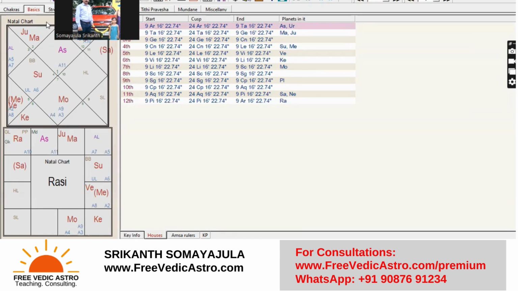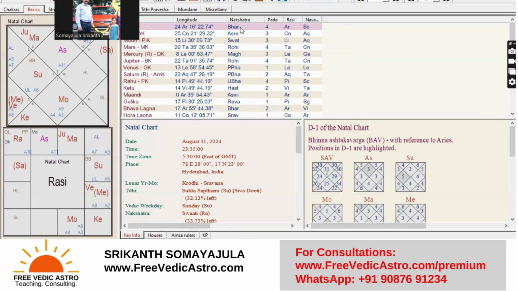The simplest way to understand this is just see which pada is the lagna. From there, just count clockwise. So if it is fourth pada here, it should be the first pada in the second house, second pada in the third house, fourth pada in the fourth house. That's how the revolution happens. It's an ascending order: 4, 1, 2, 3, 4, 4, 1, 2, 3, 4.